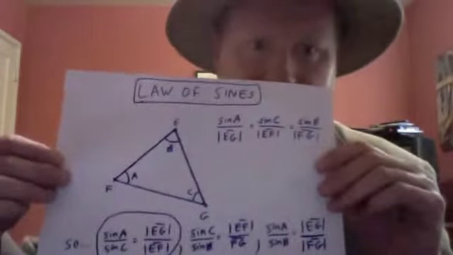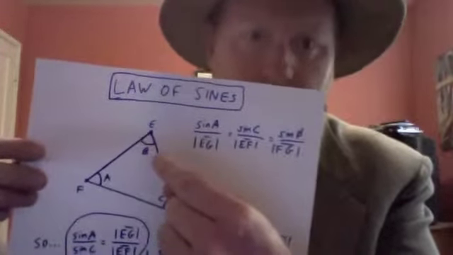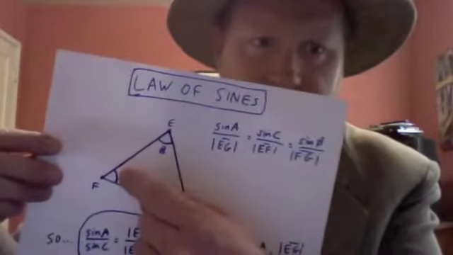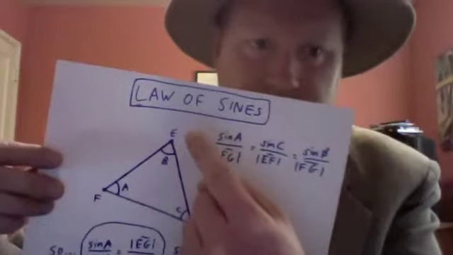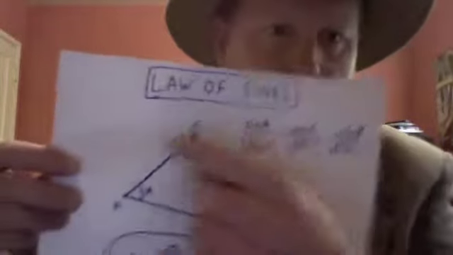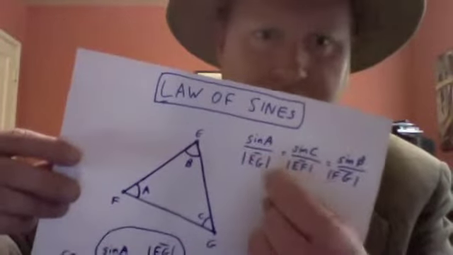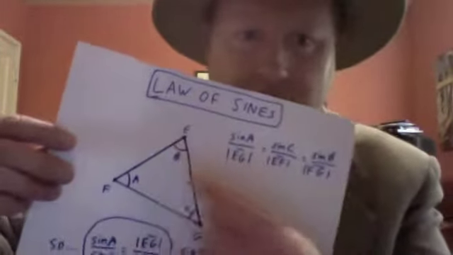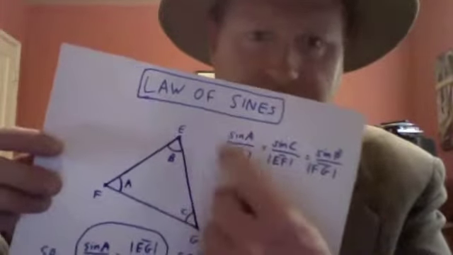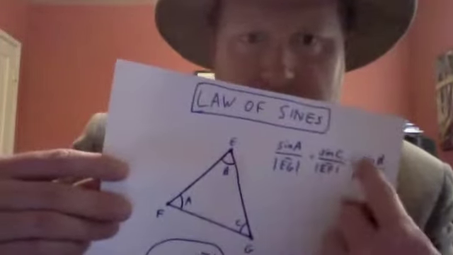Okay, law of sines. We're going to discuss the law of sines. The law of sines states that if you have a triangle with all three angles, the sine of a given angle over the length of the side opposite is the same for all three angles. So we can see here the sine of A over EG, and I'm using the absolute value sign. Really, I should use two lines and not one to make it more accurate, but we'll leave it as one for this video. The sine of A over EG is equal to the sine of C over EF, which is equal to the sine of B over FG.